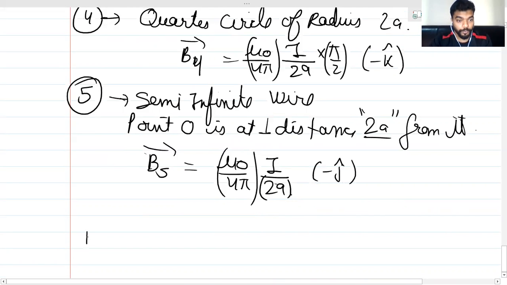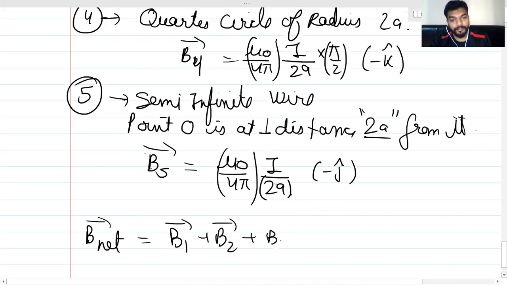So what is the total magnetic field? The net magnetic field will basically be the vector sum of all of them, because magnetic field is a vector quantity. Is this clear, guys? Yes, sir.